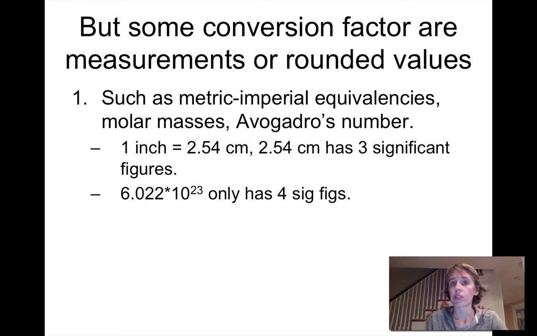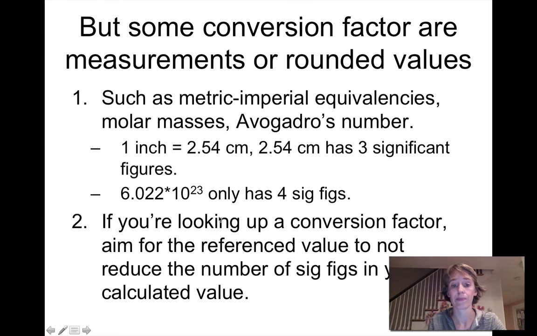But there are conversion factors where there's measurements or rounded values. Some examples: any sort of metric to imperial equivalency, like 1 inch equals 2.54 centimeters, that's a rounded value, that's not exact. Also, a lot of our things that we look up in chemistry, like molar masses, Avogadro's number, we'll get to calculations with these in this course, but most of those are measurements. So Avogadro's number, 6.022 times 10 to the 23rd, only has 4 significant figures.